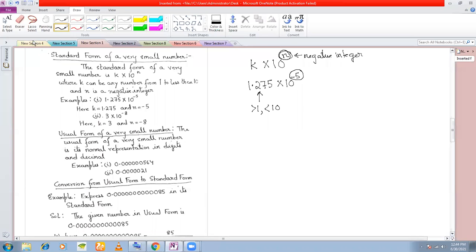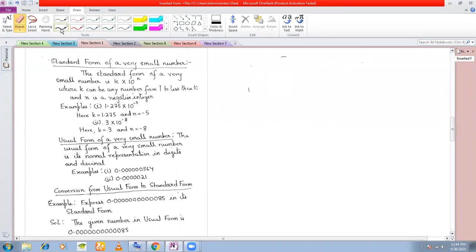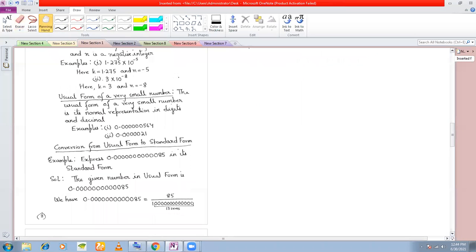So that is what you need to know about the standard form of a small number. This is also a small number in standard form, 3 into 10 to the power of minus 8. You see this is k, which is greater than 1 and less than 10, and this is a negative number. So this is also in standard form. Once you know what a standard form of a small number is, we shall now see how to convert from usual form to the standard form.